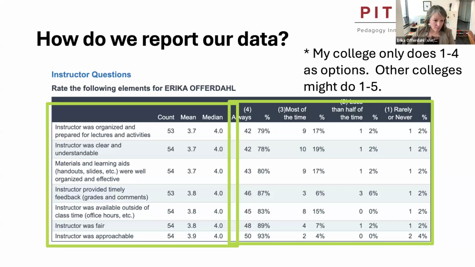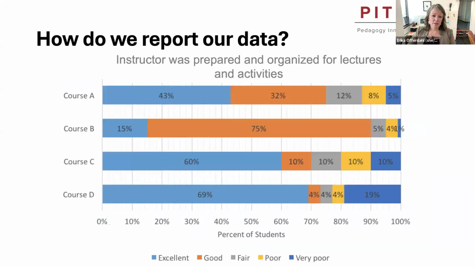Okay, so what do I mean by that? Let's say we took these sorts of distributions and we just put them side by side. So let's imagine I'm an instructor, I'm teaching 4 different courses, and this is just for this item: I was prepared and organized for lectures and activities. And I can see that for my first course, my second course, my third course, and my fourth course, this is the distribution of how students responded for excellent, good, fair, poor, or very poor.